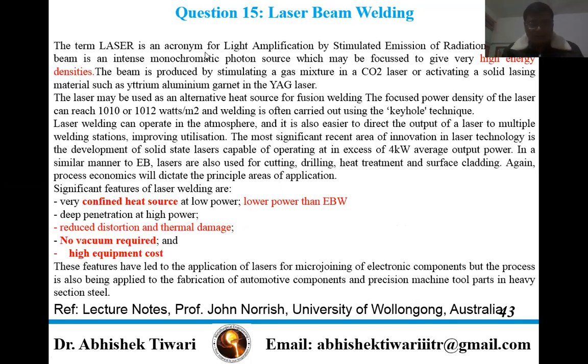This is typical details about laser beam welding. So it is high energy densities, confined heat source and lower power than EBW, and reduced distortion and thermal damage, and no vacuum is required in this, and high equipment cost is there.